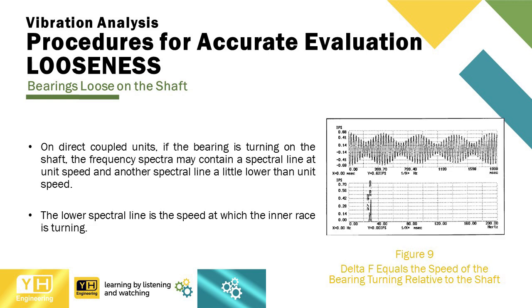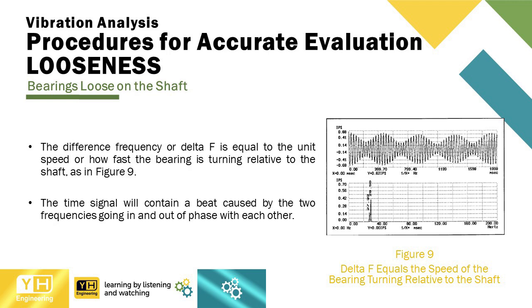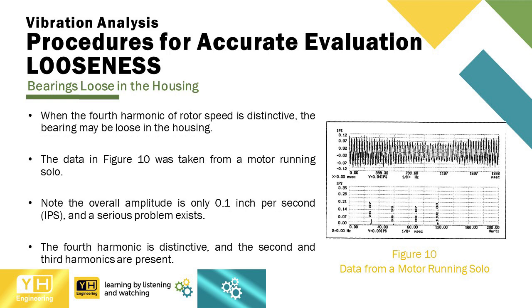On direct coupled units, if the bearing is turning on the shaft, the frequency spectra may contain a spectral line at unit speed and another spectral line a little lower than unit speed. The lower spectral line is the speed at which the inner race is turning. The difference frequency or delta F is equal to the unit speed or how fast the bearing is turning relative to the shaft, as in Figure 9. The time signal will contain a beat caused by the two frequencies going in and out of phase with each other. Vibration analysis. Procedures for accurate evaluation.